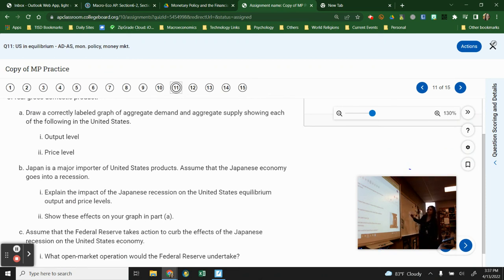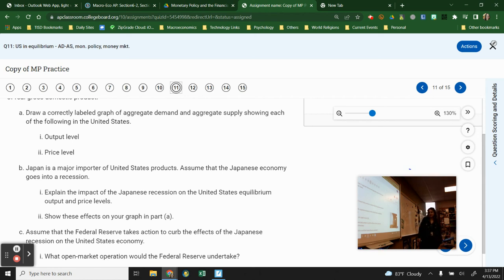Okay, draw an aggregate supply and demand graph showing each of the following: output level and price level. Okay. B. Japan is a major importer of U.S. products. Assume that the Japanese economy is in a recession. Oh no. So they are poor. You know what poor people don't do? They don't live long. But they also don't buy things.